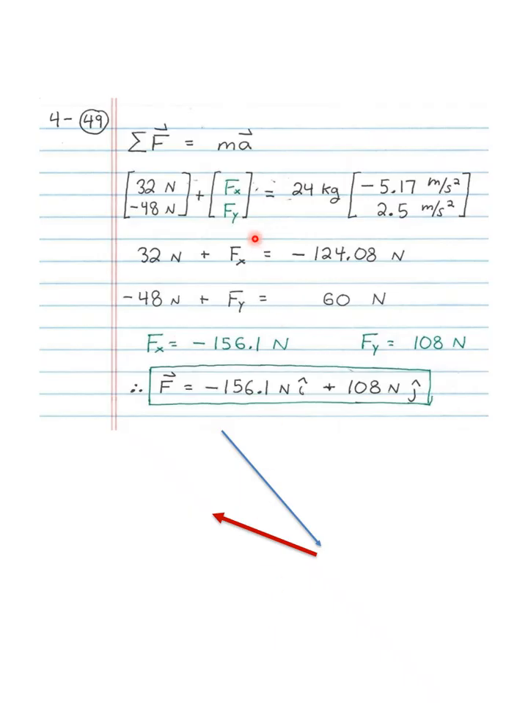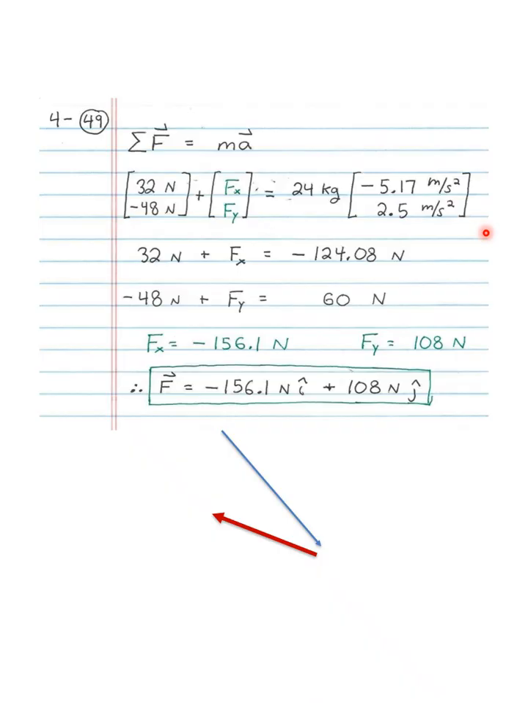Well, let's actually go through the math and see what we get, see if we get that result. We'll use F equals ma. Here I've used the beautiful stacked vector notation where the x components are on the top, the y components are on the bottom. So we see in the x direction, 32 newtons plus F sub x, this right here is our mystery force, equals mass times acceleration, 24 kilograms times negative 5.17. And in the y direction, negative 48 newtons plus the y component of the mystery force equals 24 kilograms times 2.5 meters per second squared.